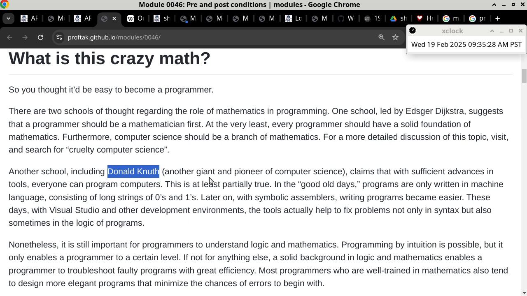So this guy, Dr. Knuth, Professor Knuth, thinks that with advances of tools, we can probably have people who are not exactly very good at math participate in computer science and code development. That's his thought: with the improvement of tools, people do not need to know as much about mathematics in order to write code. So that was true.